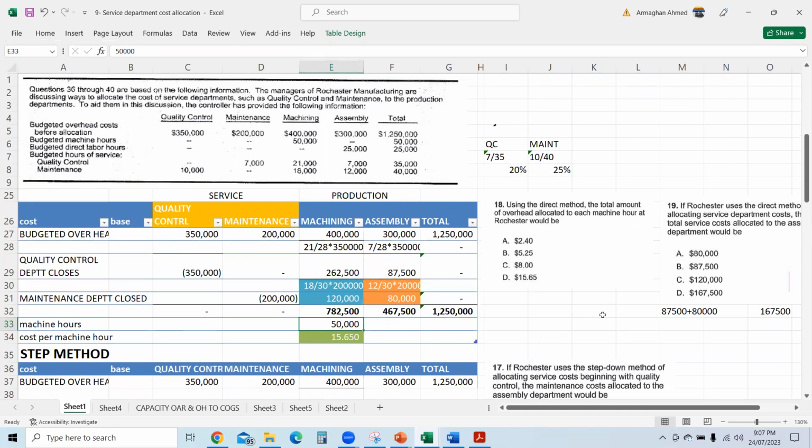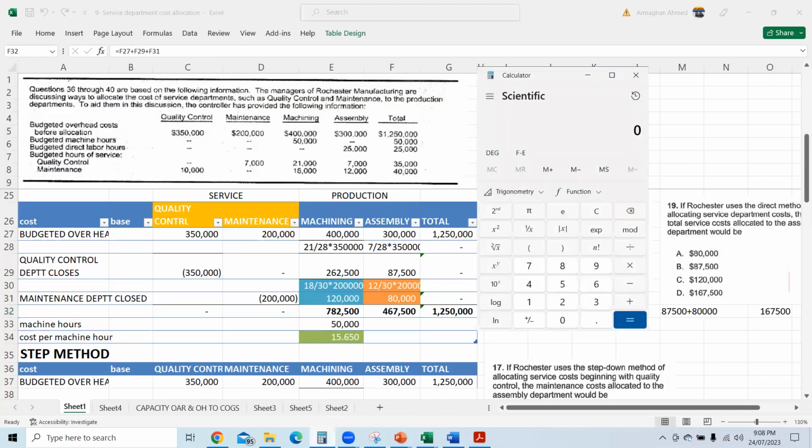What is the total assembly cost? Total assembly was 467,500. So I'm saying the total cost allocated to each labor hour. How many labor hours are there now? 25,000. So what will be coming? Divided by 25,000. So it will come around how much? 467,500 divided by 25,000, so around 18.7.